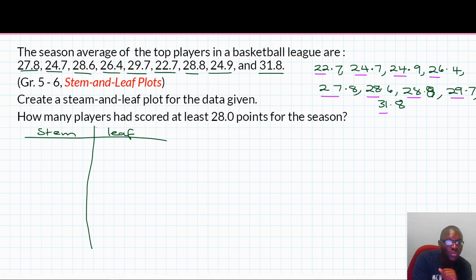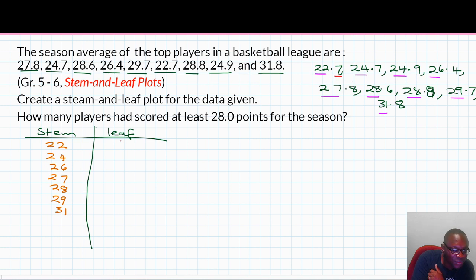So our stems here would be we have 22, then we have 24. So it doesn't matter how many times you see the stem appear, you're only going to represent it once, and the leaf will show us how many leaves there are. So I'll show you exactly what that means. Now we have 26, we have 27, we have 28, we have 29, and then we have 31. So these are different stems that we have. Now let's focus on the leaves. The leaves are going to be the numbers after the decimal. So I'm going to use red here so we can see them clearly.